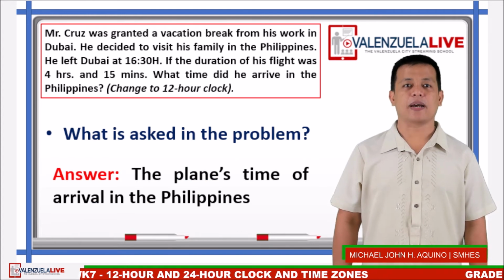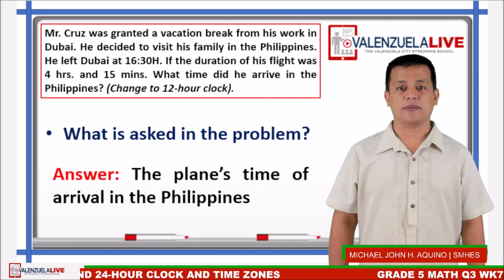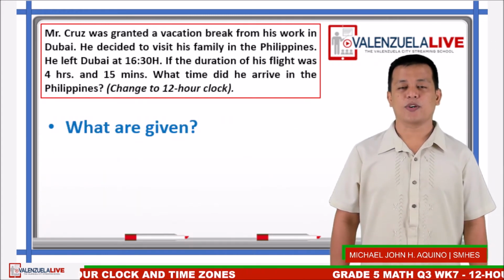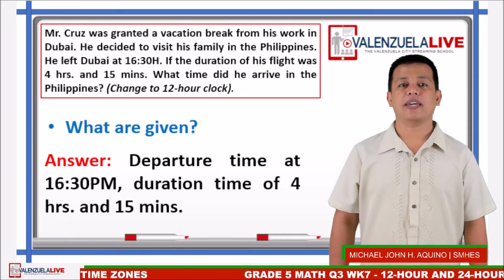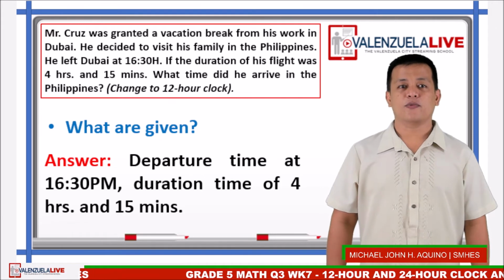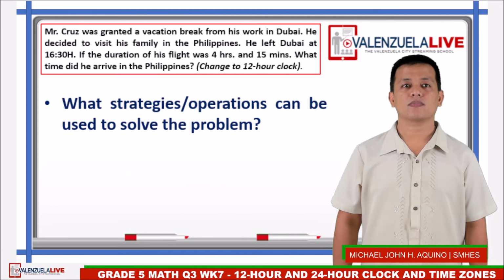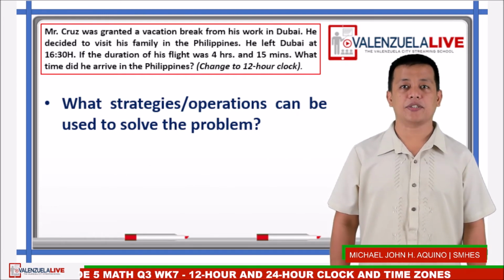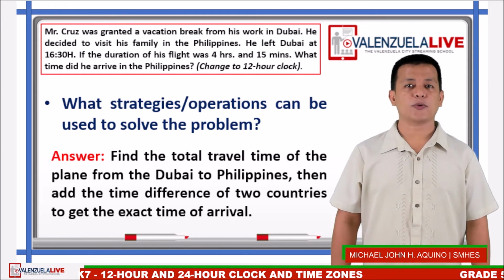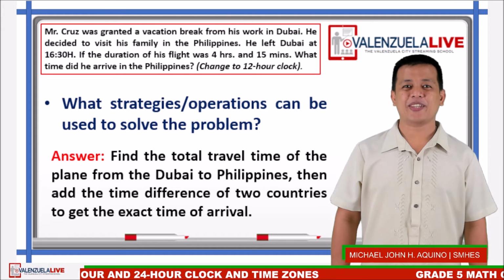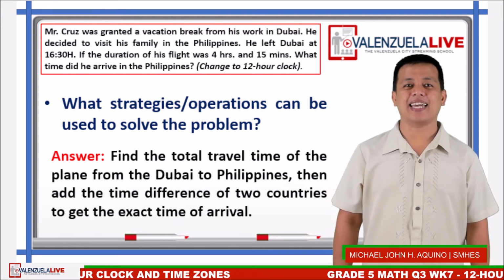What is asked in the problem? The plane's time of arrival in the Philippines. What are given? Departure time at 16:30 and duration of time of 4 hours and 15 minutes. What strategies or operations can be used to solve the problem? Find the total travel time of the plane from Dubai to Philippines. Then add the time difference of two countries to get the exact time of arrival.